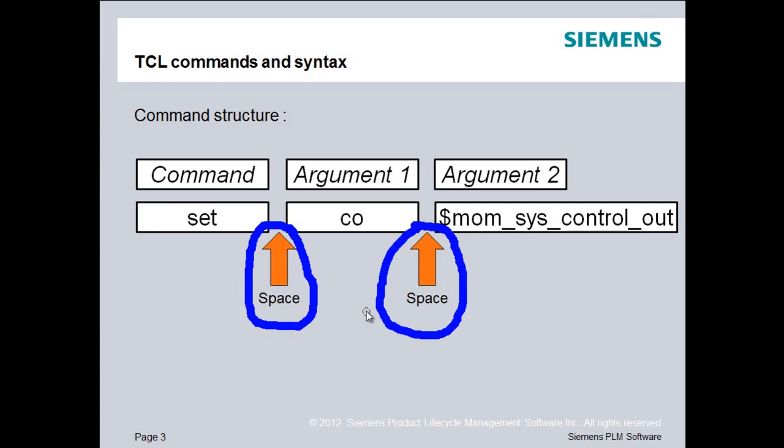Now because spaces are delimiters in TCL, we have to be very careful sometimes. You'll notice that over here on mom_sys_control_out, there are no spaces in the variable name. We've made it appear like there are spaces by putting underscores between the different words. But in fact, spaces are not allowed in variable names. You may also notice that when we did the mom output literal, we had spaces, but we surrounded the entire phrase with double quotes. So anything inside those double quotes was treated as a literal string. Therefore, it ignored the spaces in between those double quotes.